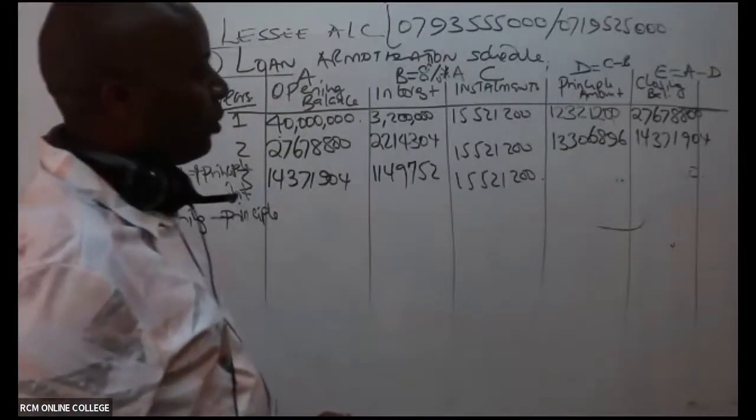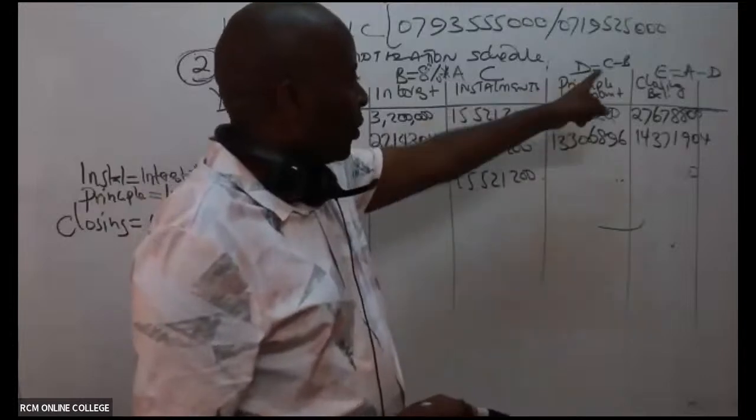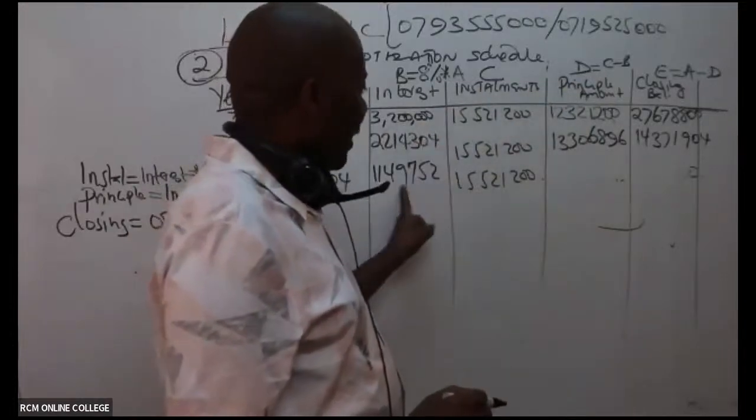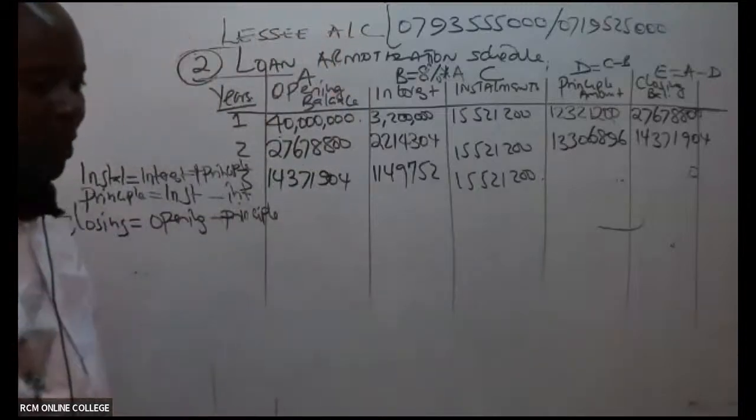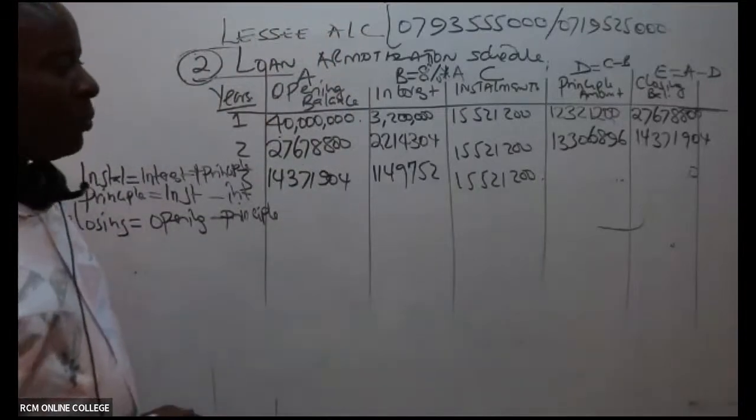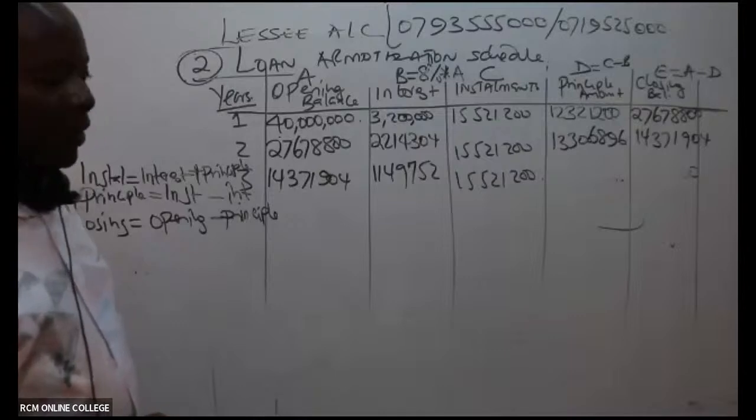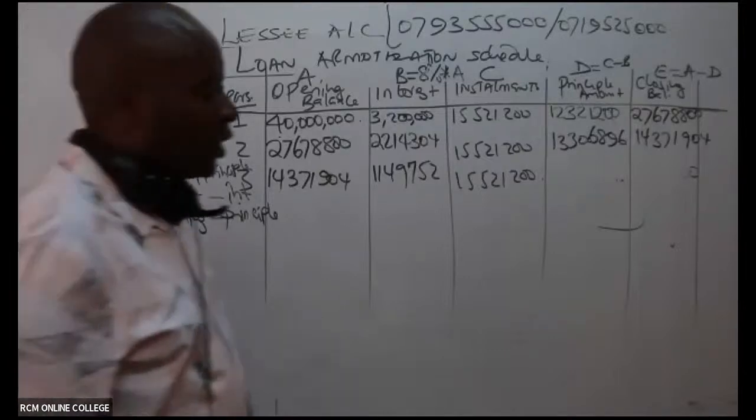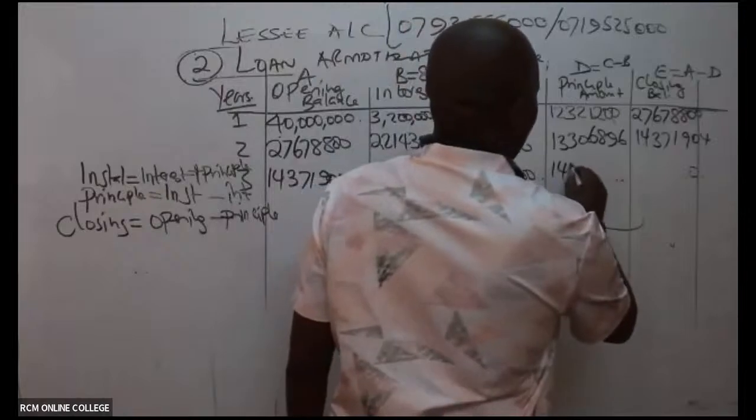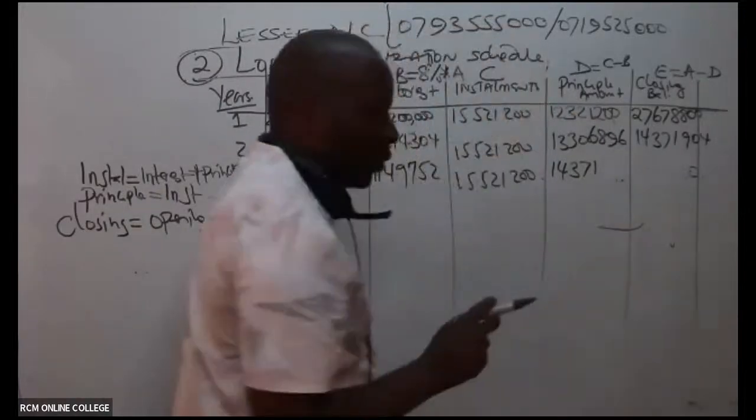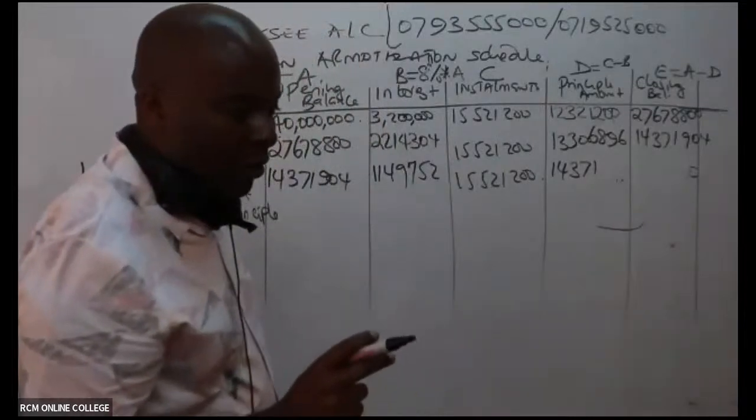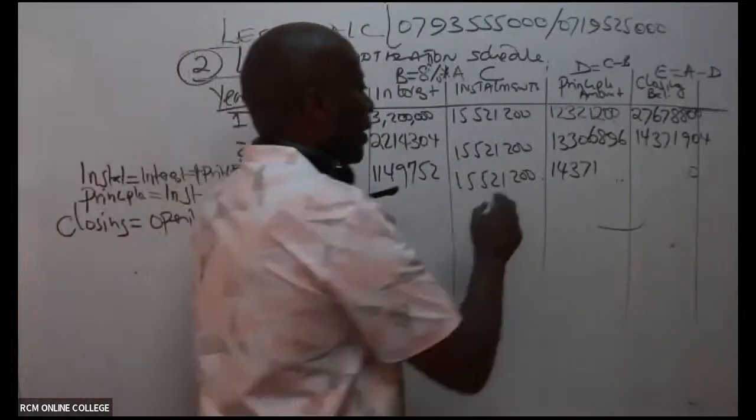Now from there, then we should be able to get the principal, which is C minus B. So this minus this. Is there somebody who has the principal here? Anybody who could be having the principal? 14,371, 448.